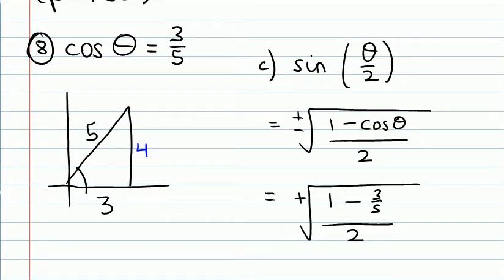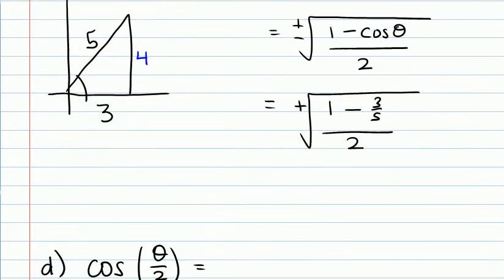1 minus 3/5 is 2/5. Divided by 2 is 1/5. So this is the square root of 1/5, which is the square root of 1 over the square root of 5. We don't like having square roots in the denominator, which gives us root 5 over 5.